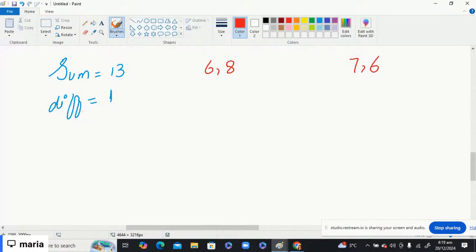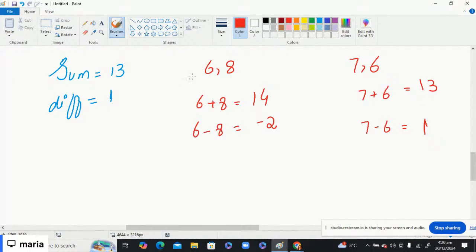When you are going to check, first of all add both of them: 6 plus 8, 7 plus 6. Then 6 minus 8, 7 minus 6. Okay. First write the answer of this one. The answer is 14, and the answer is minus 2. Here the answer is 13 and it's 1.